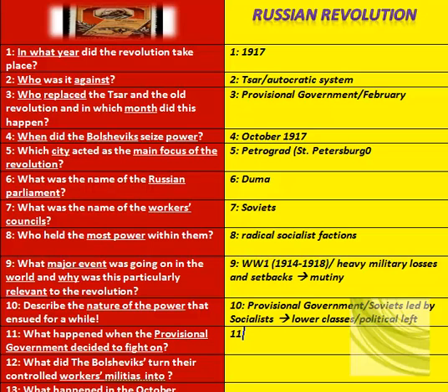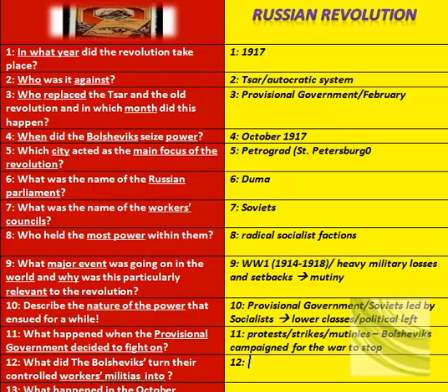Right, number 11. What happened when the provisional, not the provincial, government decided to fight on? Okay, so they decided to fight on in World War One. So the protests continued, strikes, mutinies, general chaos, and so obviously the Bolsheviks were unhappy about this, and they campaigned for the war to stop, and stuff like that.